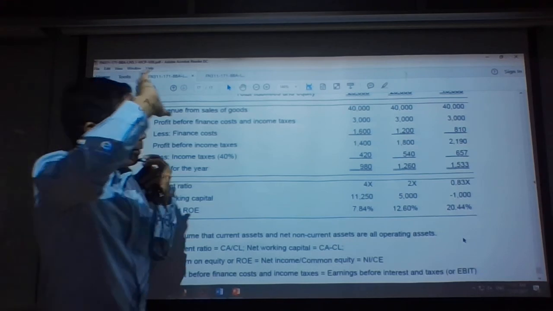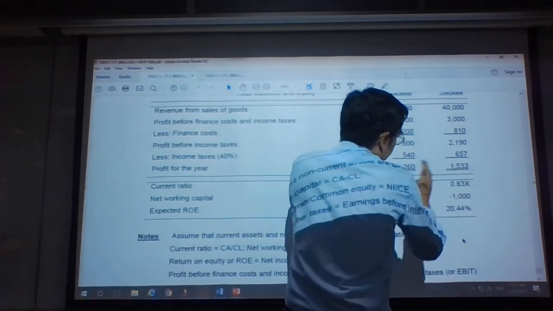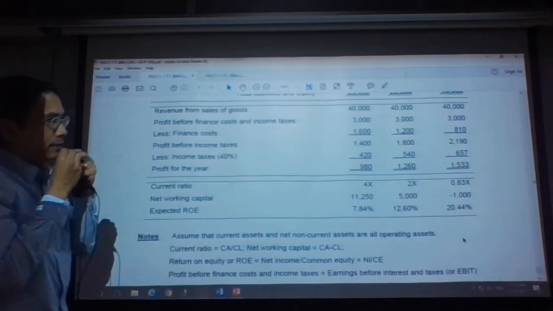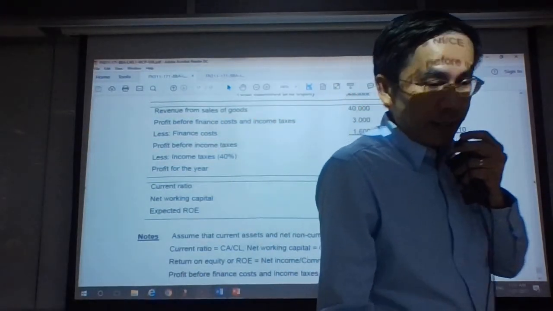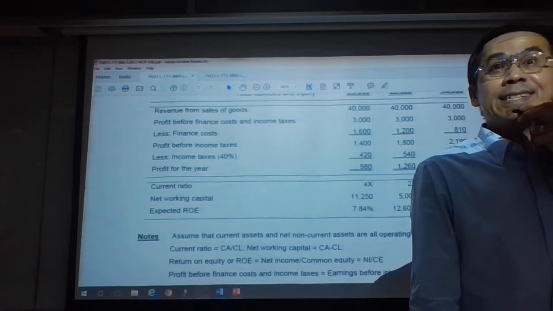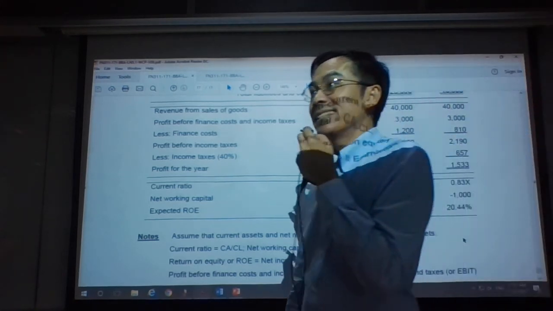Compared to the more restricted policy here on the right-hand side, liquidity will be lowest. The current ratio is just 0.83 times. Net working capital is negative. And then the expected ROE is equal to 20.44%, the highest. Any questions?